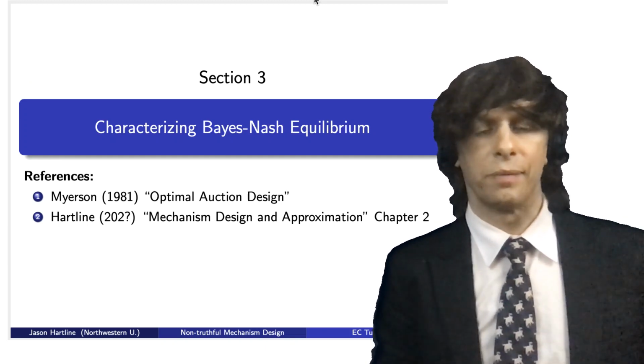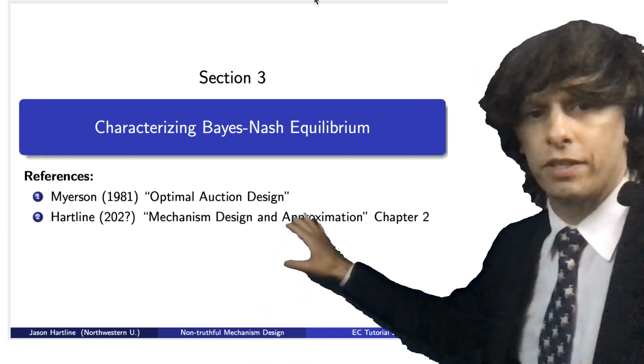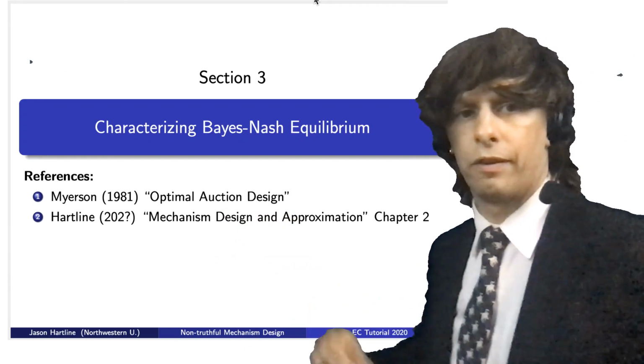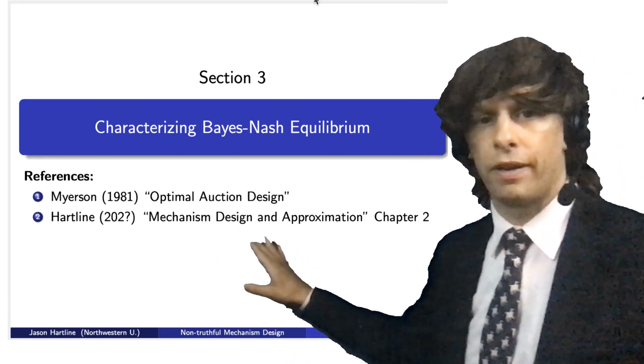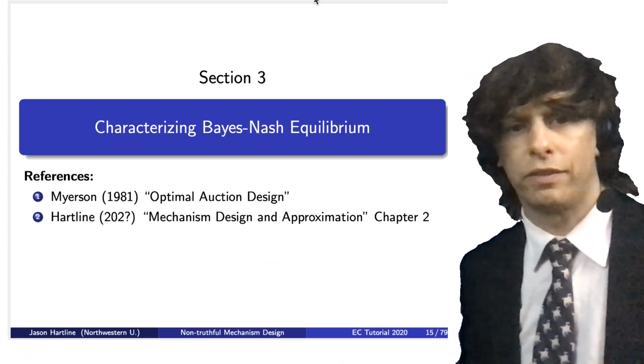This section is on characterizing Bayes-Nash equilibrium. You can find the original source for this material in Roger Myerson's 1981 paper, Optimal Auction Design, and you can also find it described in my textbook manuscript in chapter 2.